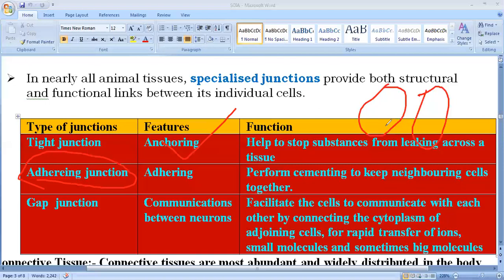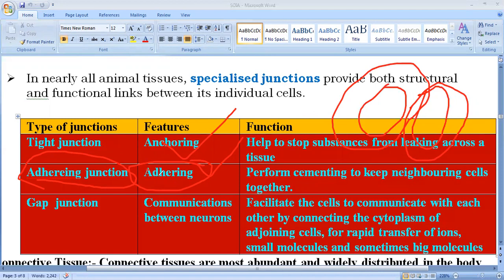During metastasis, these types of cells lose their adhering phenomenon, and they behave freely. They can move from any body part to another body part. Okay, why?